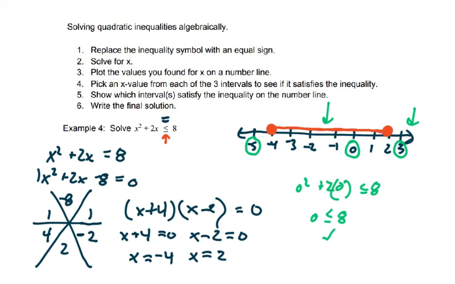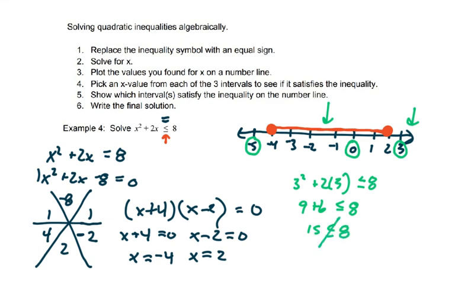Now we just don't know if we're also going to shade to the right, which could happen. So we're going to test 3. And we're going to do 3 squared plus 2 times 3 is less than or equal to 8. 9 plus 6 is less than or equal to 8. 15 is less than or equal to 8. That is not true. So we will not shade that area. And we will only shade in between.